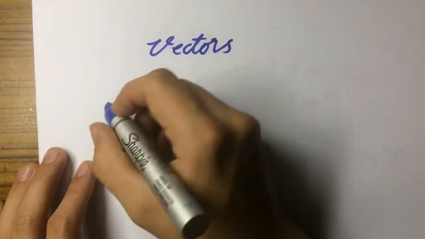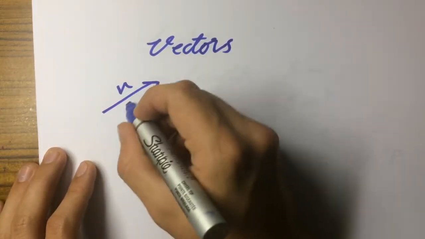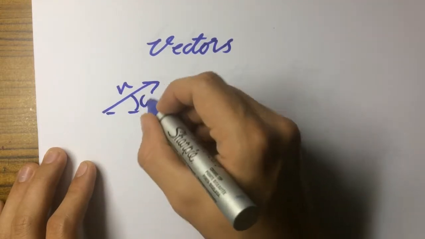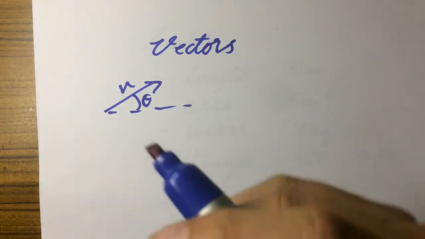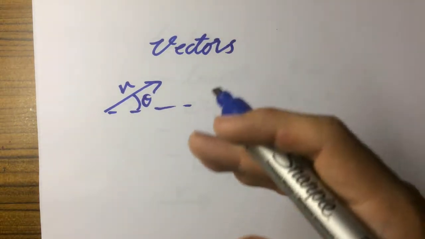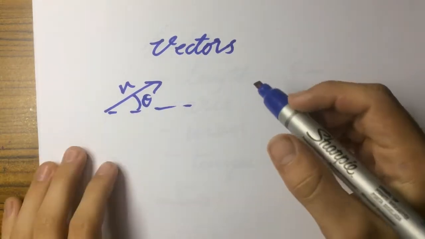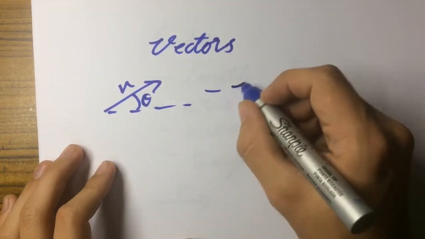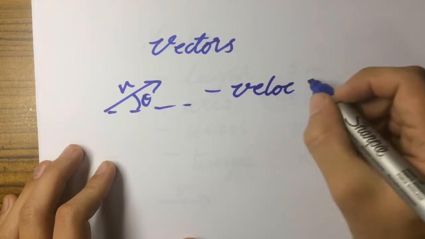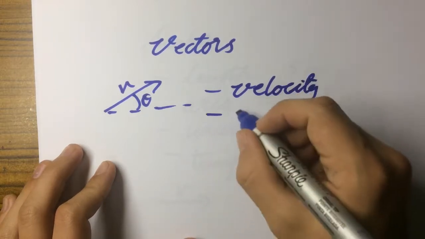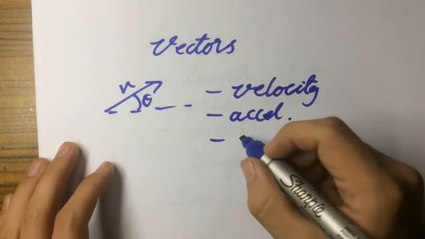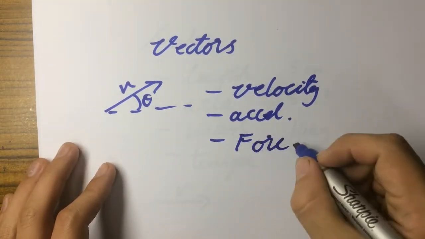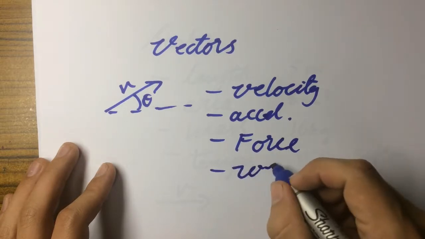Vectors, well, that's when you have magnitude and a direction, which means you're moving basically at a scalar quantity, but in a direction, which makes it a vector. So these things can include velocity, acceleration, force, and weight.